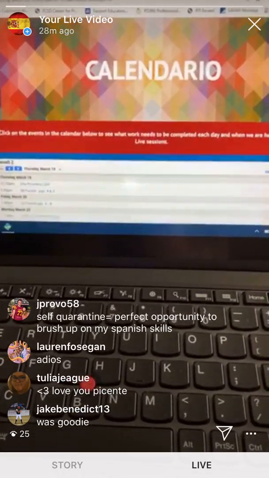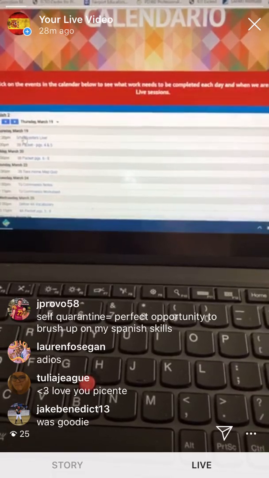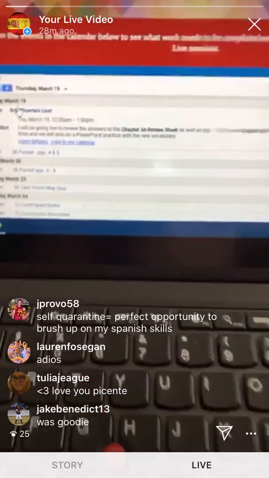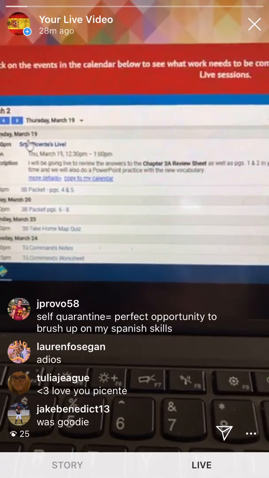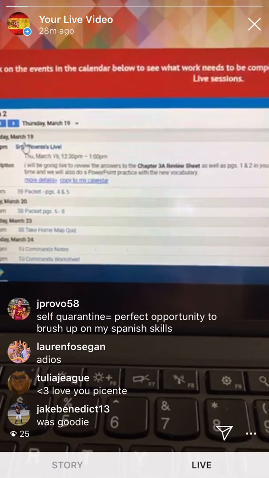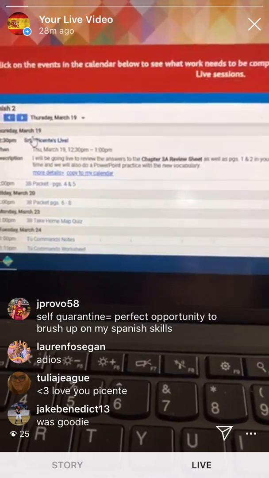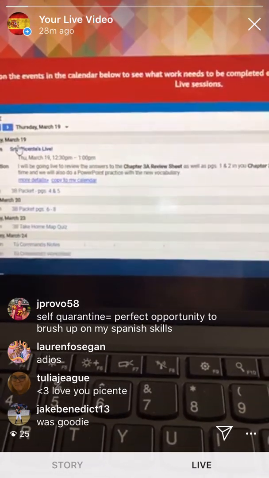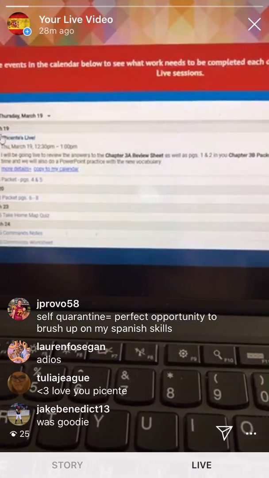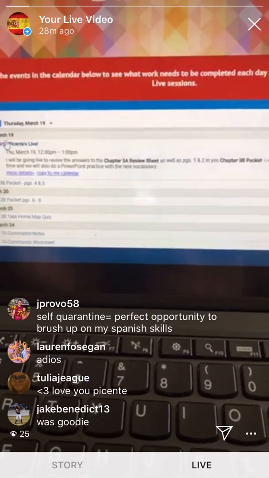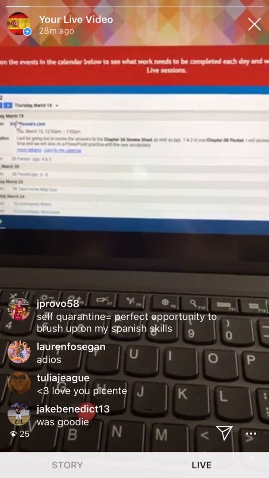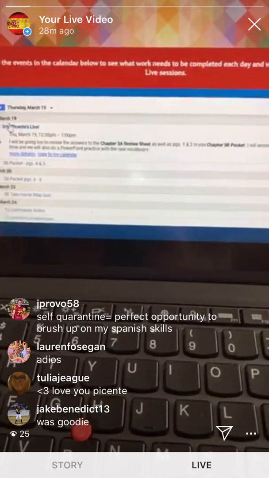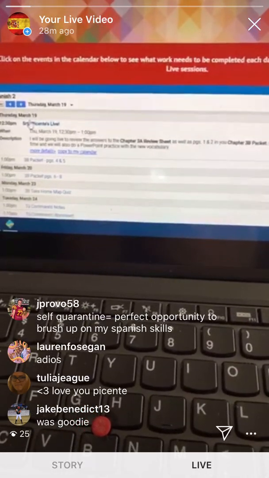So today, you have to click on the assignment and it tells you the specific information for what you have to do, your directions for each day. So we're going to go over the answers to your Chapter 3A review sheet, as well as pages 1 and 2 in your 3B packet. And we'll do a little bit of vocab practice. And then we'll talk about what you guys have coming up later this week.